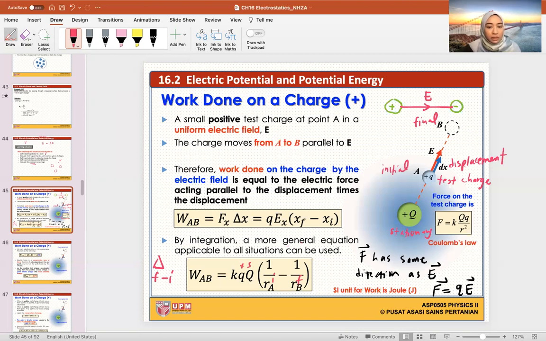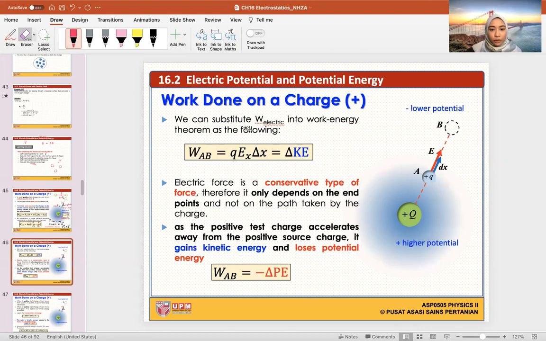This equation is found by integration. I think you don't want to know how we integrated to get this equation, so I will just give you the equation. It starts with 1 over R initial minus 1 over R final. It's the same thing. Bear in mind, work done from A to B is kQq times (1 over RA, the first point, minus 1 over RB). Hope that's okay.